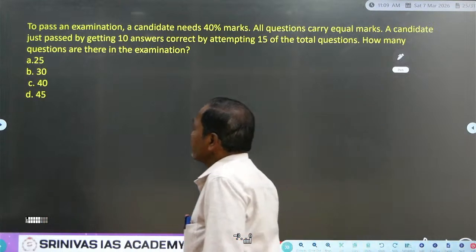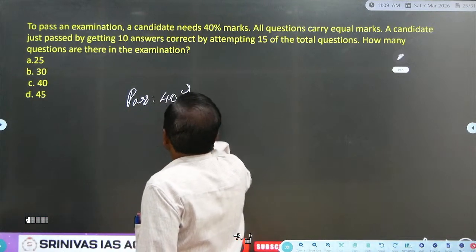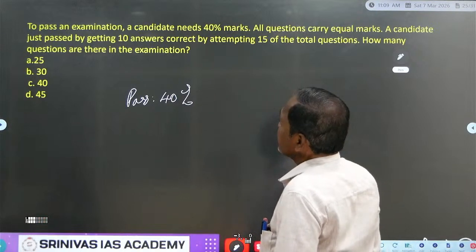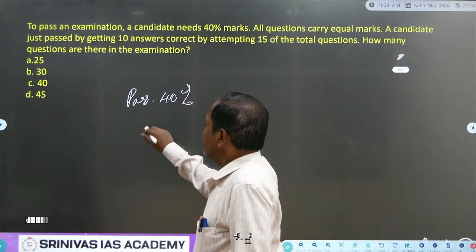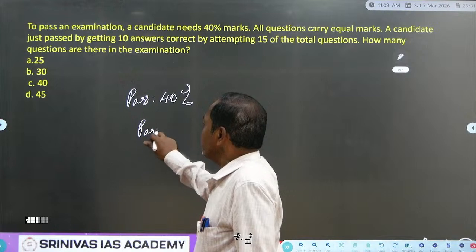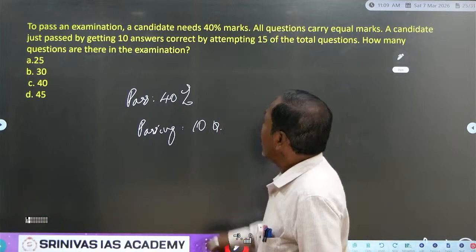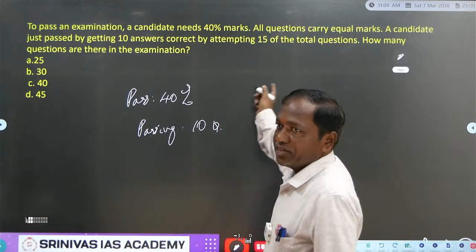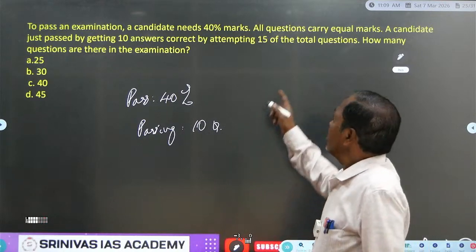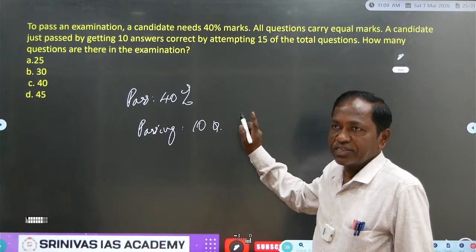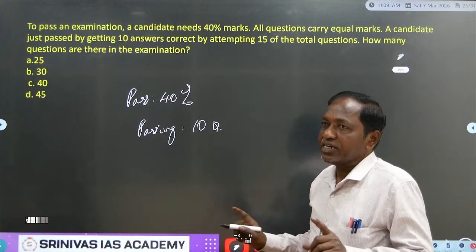Right. So what is the required pass percentage that you need? 40%. Right. All questions carry equal marks. A candidate just passed by getting 10 answers correct. So passing questions is what? 10 questions, out of 15 of the total questions. He attempted 15, but correct questions were 10. Negative marking is not given here. There is no negative mark at all here.